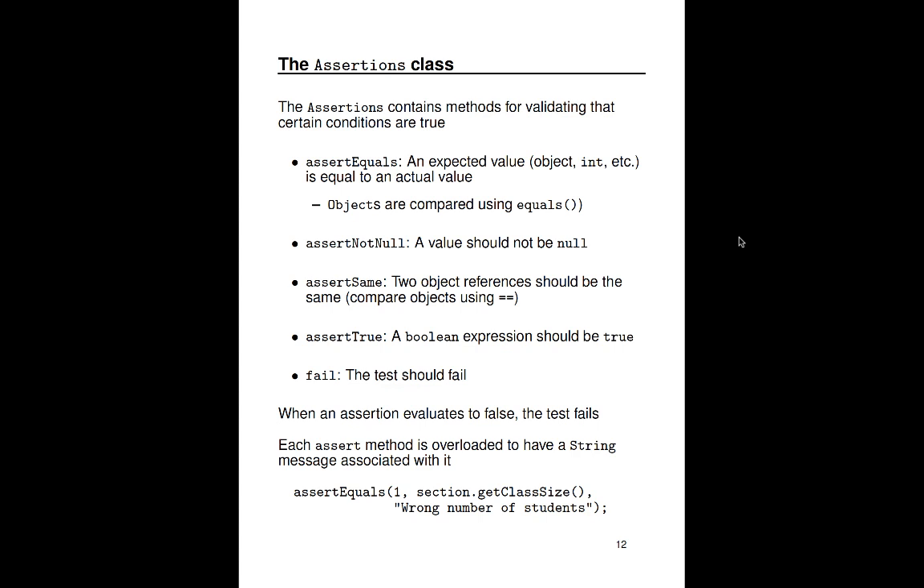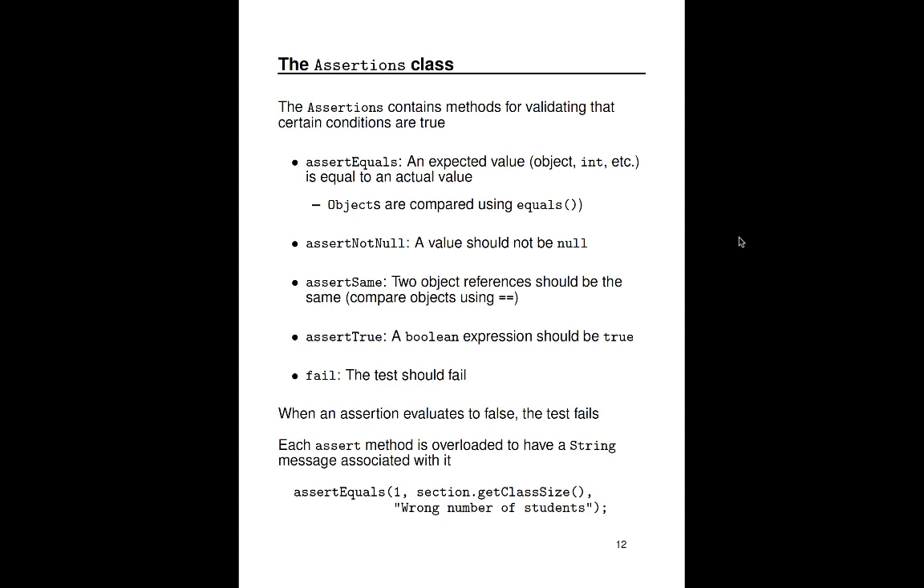Assertions contains a method called assertEquals. You've got two values and you expect them to be equal. assertEquals is overloaded to take any kind of object, int, all the primitive types, double, long, all that kind of stuff. And it compares an expected value to an actual value. And note that when you compare object types, the .equals method is used to compare them.